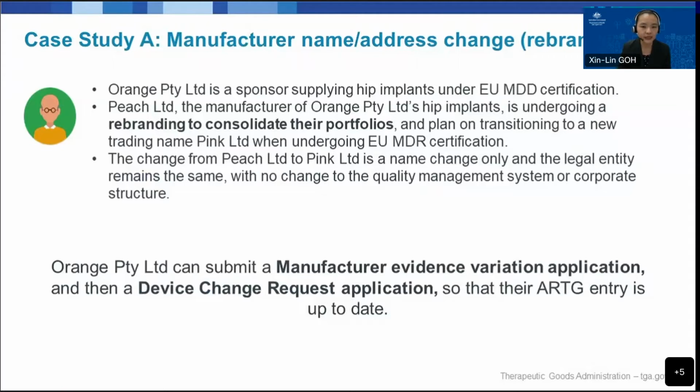And as Peach is transitioning to EU MDR certification, they would like to transition to a new trading name called Pink. And the change of manufacturer from Peach to Pink is a name change only. So the legal entity remains the same with no change to the quality management system or the corporate structure. So in this case, Orange can submit a manufacturer evidence variation application to update their manufacturer details from Peach to Pink, and then lodge a device change request application to update the manufacturer details on their ARTG entry.